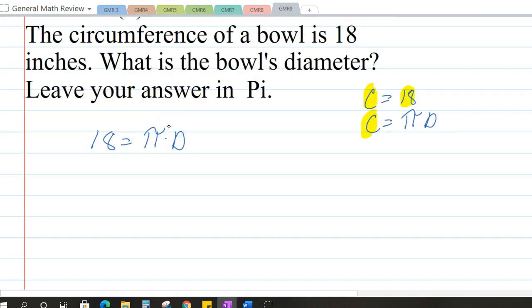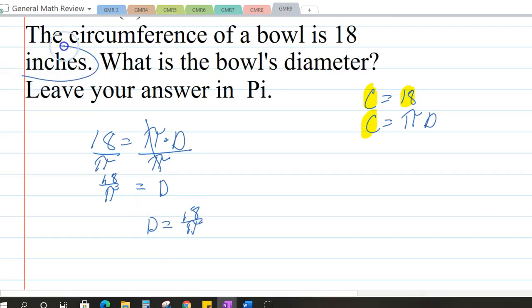Now, in order to get the diameter all by itself, simply do the opposite of what's being done to it. It's being multiplied by pi. The opposite of multiplying is to divide. I'm going to divide both sides by pi. Pi's cancel out. That leaves us with d equals 18 over pi. Now that's written backwards, so we're going to rewrite it. d is equal to 18 over pi. And don't forget your units. This is in inches, so we write inches.